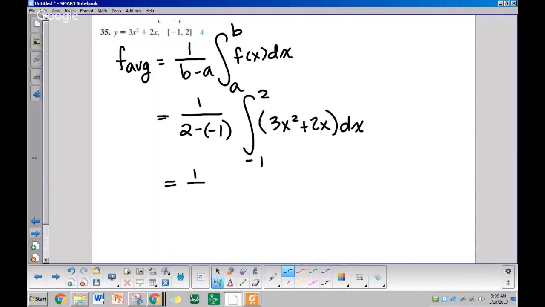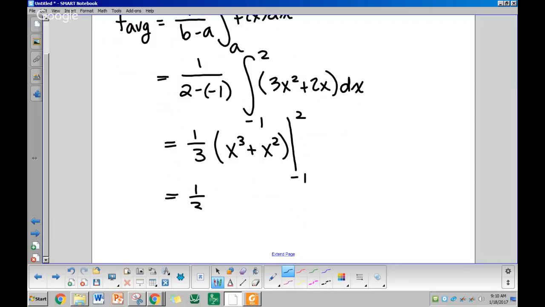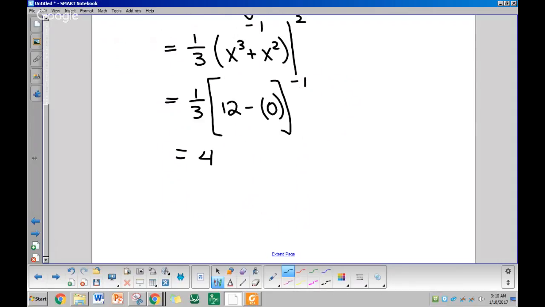This is 1/3 times the antiderivative. Whose derivative is 3x squared? x cubed. Good. So this is x cubed plus x squared evaluated between -1 and 2. So we have 1/3 out here, and we plug in the 2, and we get 8 plus 4, which is 12, minus, plugging in -1, we get -1 plus 1, which is 0. So 12 over 3 is 4, the average value.